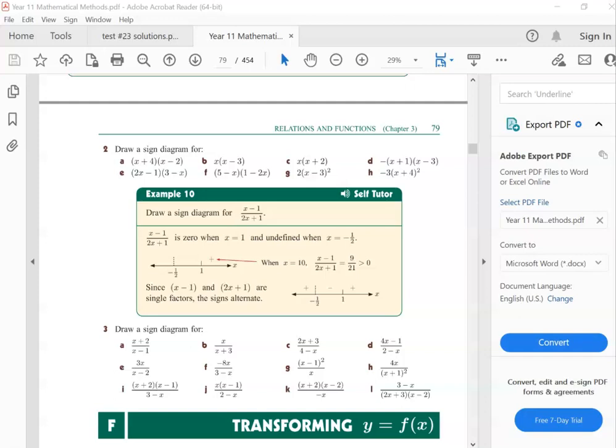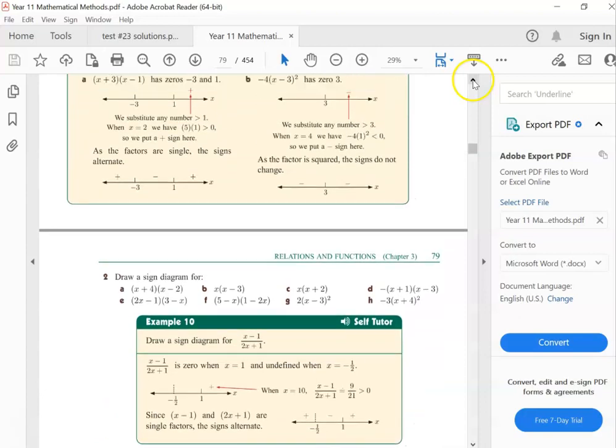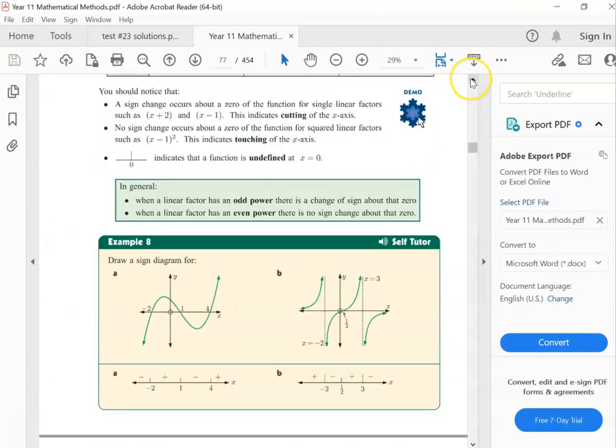Okay, so sign diagrams. What was the big deal with them? Silence again from the crowd. So they're telling you when your y values are positive or negative.